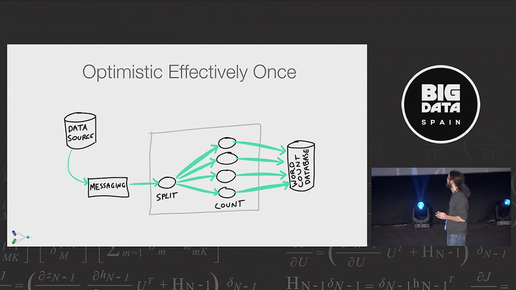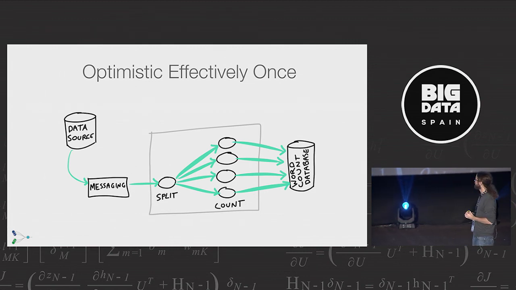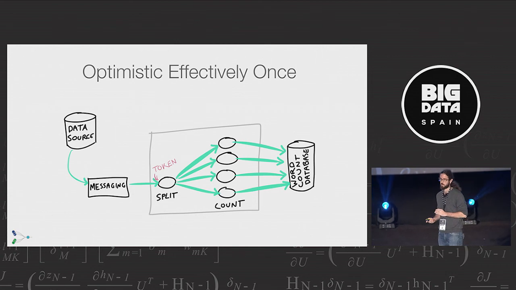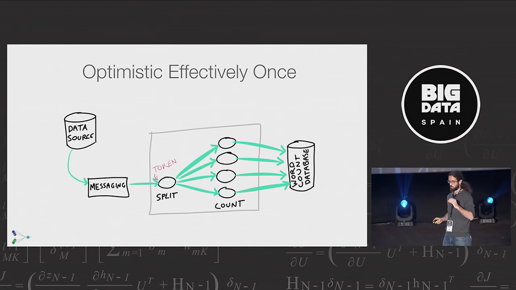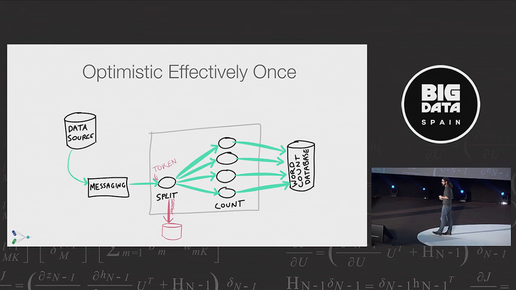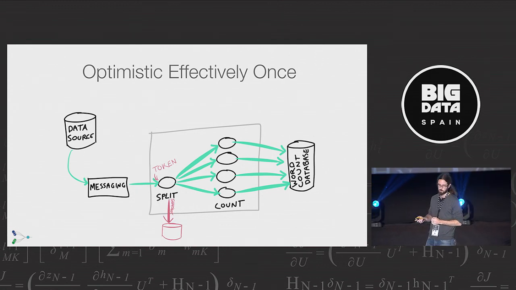So I'll start with optimistic effectively once. This is what's implemented in Twitter Heron. It uses an algorithm called Chandy-Lamport distributed snapshots. What this does is, periodically, the system, this is tunable, will insert a token at the head of your DAG, a directed acyclic graph. When this token hits a node, the node will immediately dump a snapshot of its current state to persistent storage somewhere.